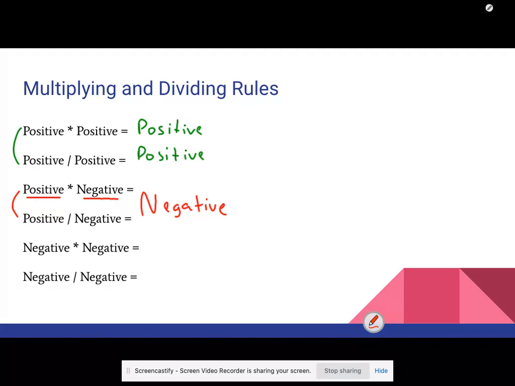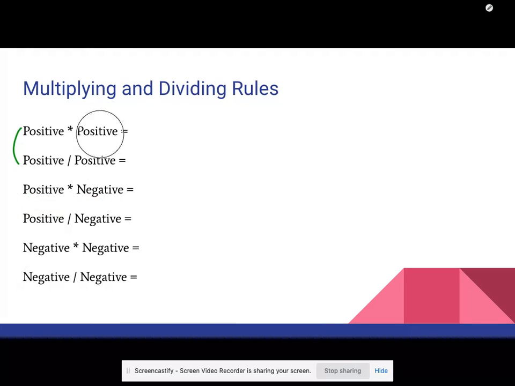And then the last rule for multiplying and dividing is when we have two negatives together. Two negative people, they're both miserable, so they're happy together. So you will end up with a positive answer. These rules are going to be extremely important to remember when you get into solving these integers.